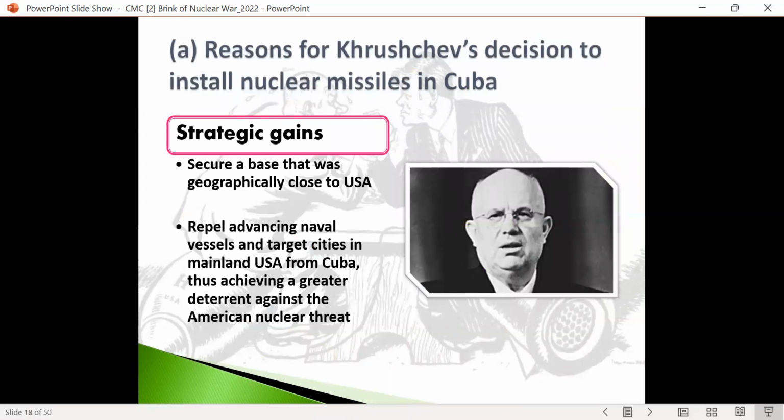Okay, anyway. Another reason: strategic gains, to secure a base for themselves that was strategically close to the USA. We have talked about this before: the distance. Cuba is the entryway to the Caribbean Sea and the Caribbean islands, to repel advancing naval vessels and target cities in mainland USA from Cuba. So it would be deterrence.